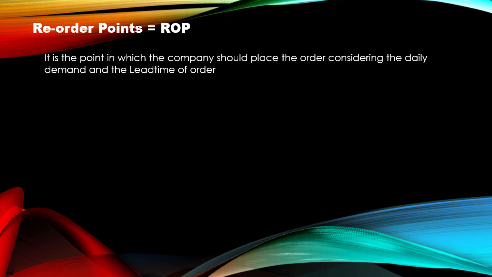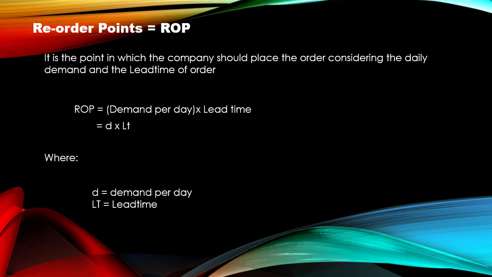So what is the reorder point? Well, the reorder point is the point at which the company should place the order, considering the daily demand and the lead time of the order. I have here the formula for the ROP, which is the demand per day times the lead time. So ROP equals d, demand per day in small letter d, times LT, which is the lead time, wherein d, as I mentioned, is the demand per day, and LT is the lead time.